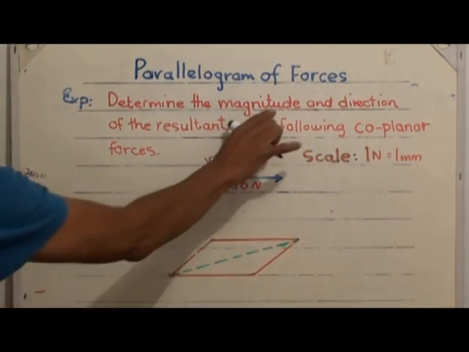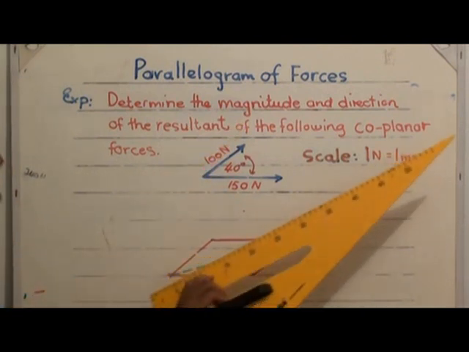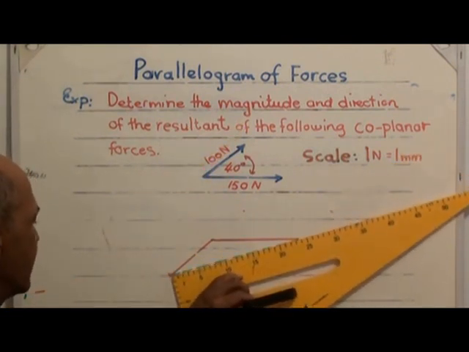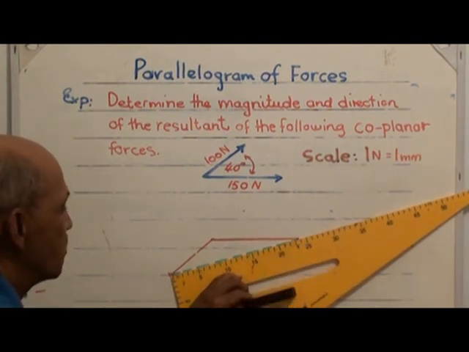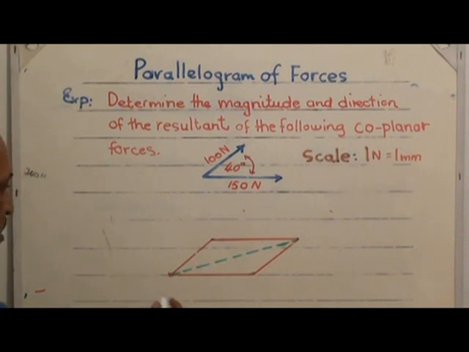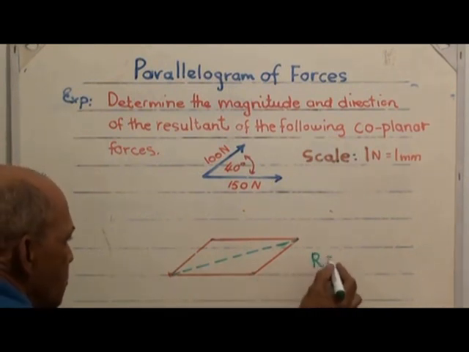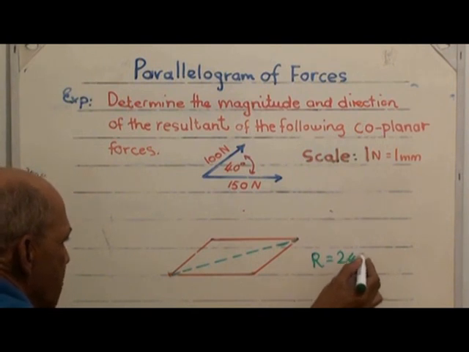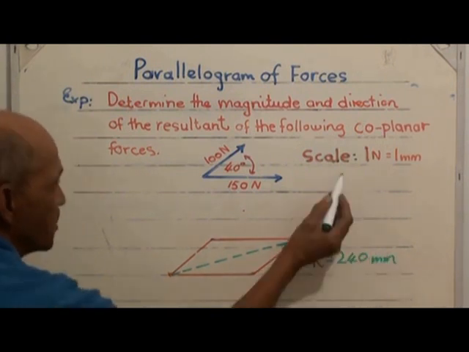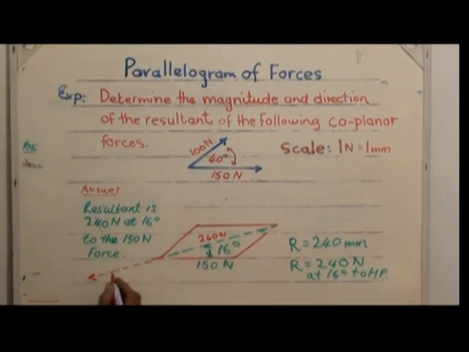And now I have to find the magnitude, the size of the resultant. Measure that. That is 240 millimeters. So in other words, R is equal to 240 millimeters. Remember, the equilibrant is the same magnitude as the resultant, but in the opposite direction. Okay, the equilibrant.